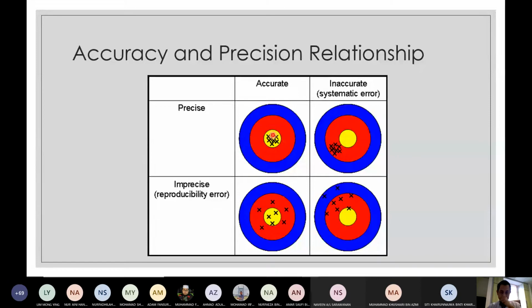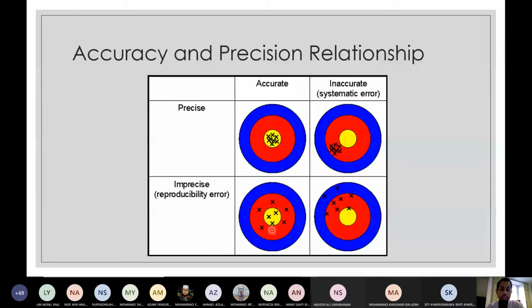and precise. If you look here on the right side, you have the condition where the reading is precise. All the values are clustered together. That means every time you repeat the reading, you get around the same value. But actually, it is not located close to the expected value. So we call this systematic error. Okay, we look into error after this.